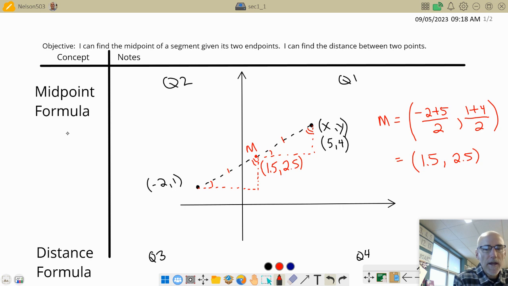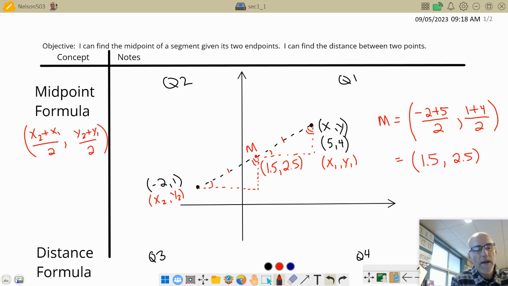So if I had, I don't know if you want to do this or not, but you can put x sub 1, y sub 1. This was my first point over here, right? And this was my second point over here, x sub 2, y sub 2. And what we did was we added the x's together. So x sub 2 plus x sub 1, and we divide that by 2. And we do the same with the y. So y sub 2 plus y sub 1, all divided by 2. That's our midpoint formula. Add, divide by 2 is going to tell you where the middle is.